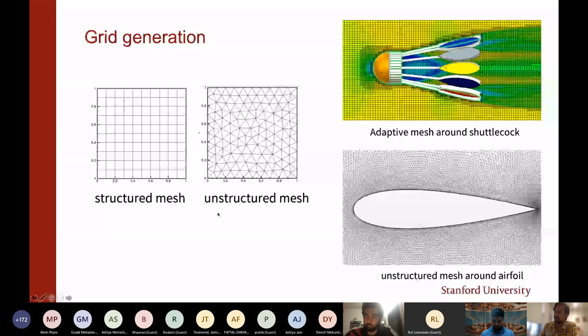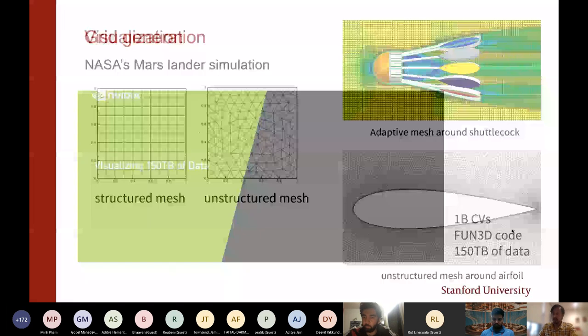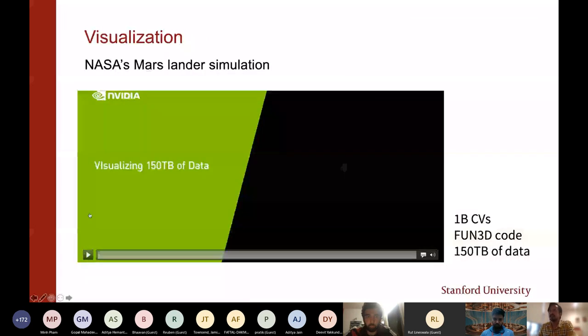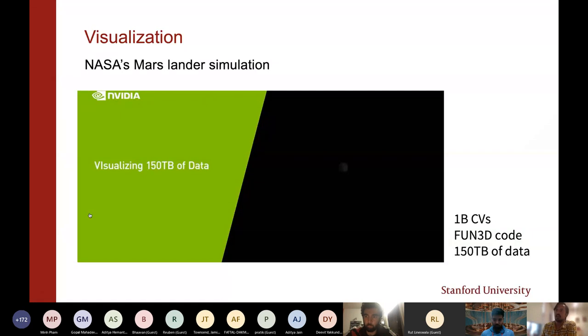Instead, you can use unstructured mesh, where you can fit the grid onto the body and it can be arbitrarily shaped, which results in very high accuracy. So this is just a primer on why visualization is important.